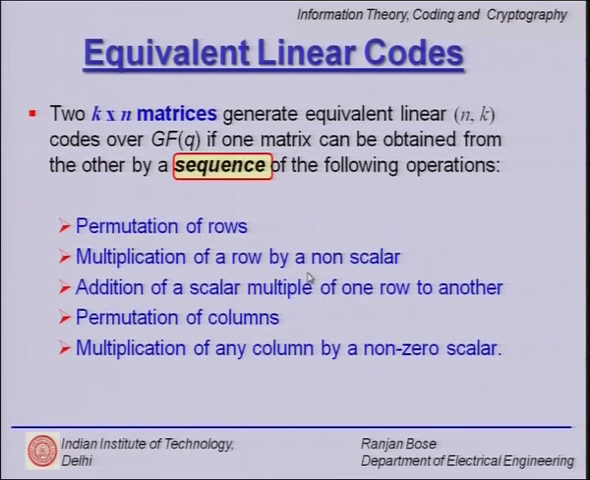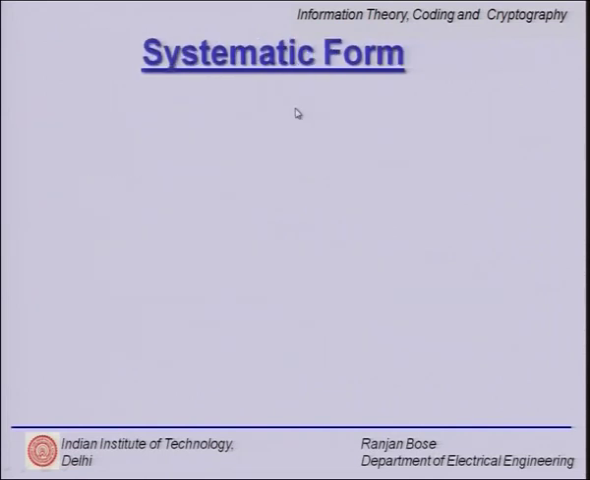Multiplication of a row by a non-zero scalar, addition of a scalar multiple of one row to the other. Take 2 rows, add them up, put it as a third row. Permutations of columns, interchange column 3 and 5, you end up with an equivalent linear code. Multiplication of any column by a non-zero scalar. All these operations in any sequence, if they lead from one matrix to the other, then those two generator matrices are called equivalent linear codes.